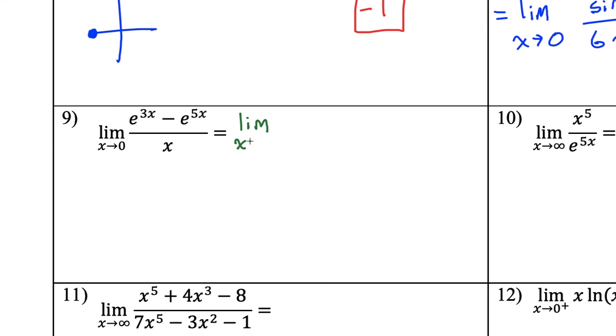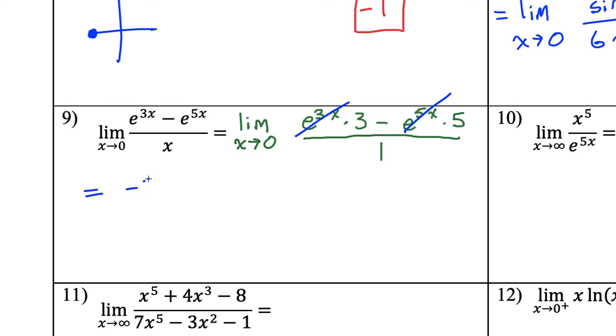Limit as x approaches 0. Taking the derivative of e to the 3x is e to the 3x. Don't forget about your dinner times 3 minus, okay, derivative of e to the 5x is e to the 5x. Don't forget about your dinner times 5 times 5. All divided by the derivative of the bottom is now 1. All right, so when I plug in 0, this is going to be e to the power of 0, which is just 1. E to the power of 0 is 1, so it's really, what is 3 minus 5? That's negative 2. Divided by 1 is negative 2.